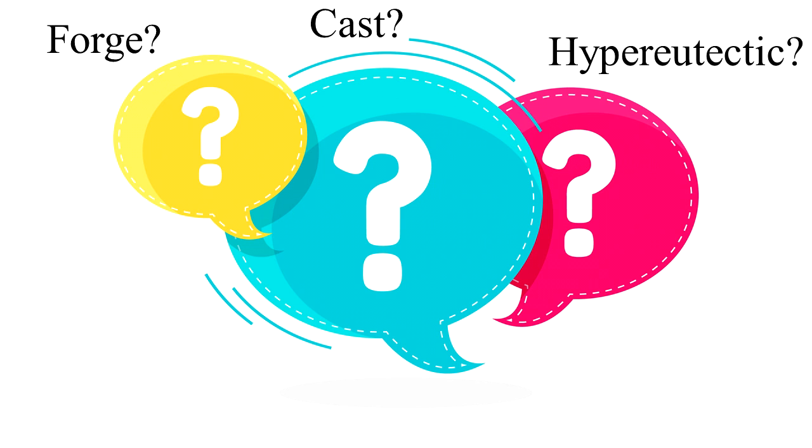For cast, it is the cheapest piston for normal applications. And then the last, the hypereutectic, it is for the best fuel economy.